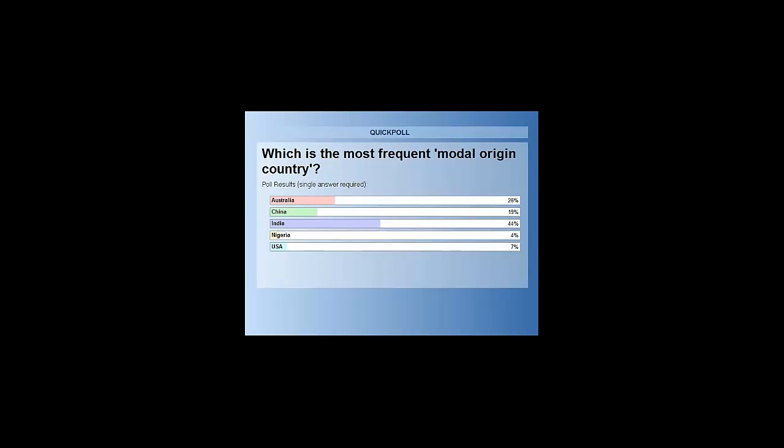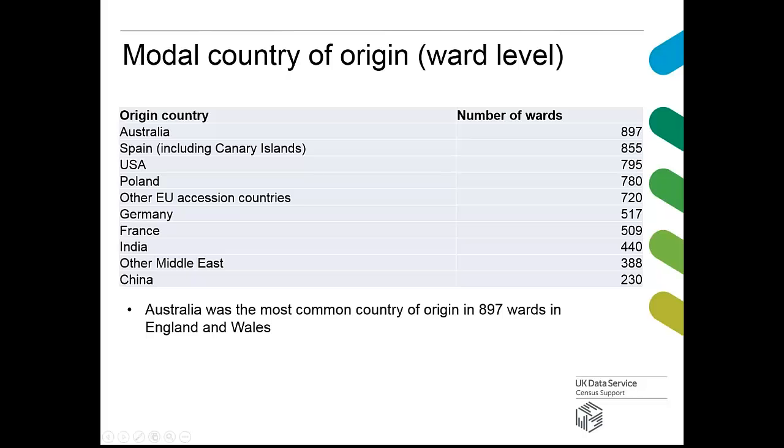Okay, I think the results are still in progress, so we'll let that go on for a little while. Okay, we've got most of the votes in, I think. So our audience poll was that 44% for India was the most frequently observed modal origin. The next highest was 26% for Australia, then 19% for China, then 7% for the USA.